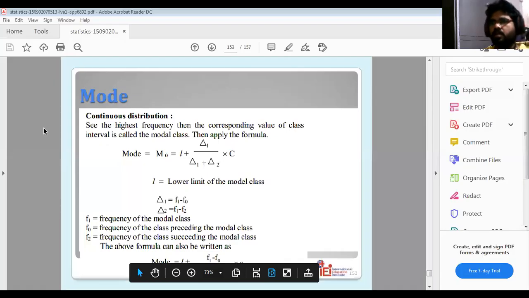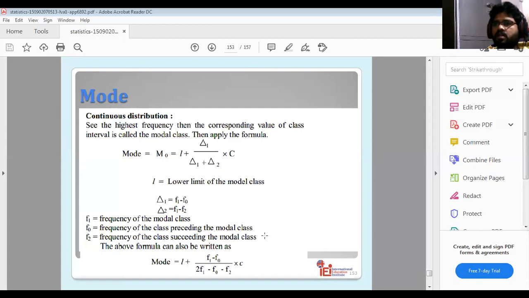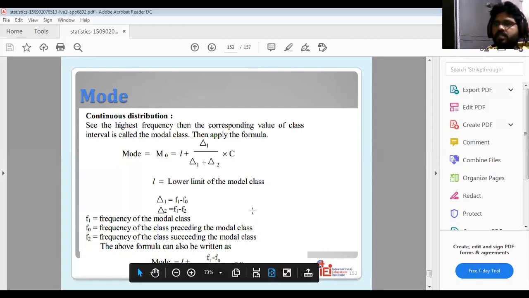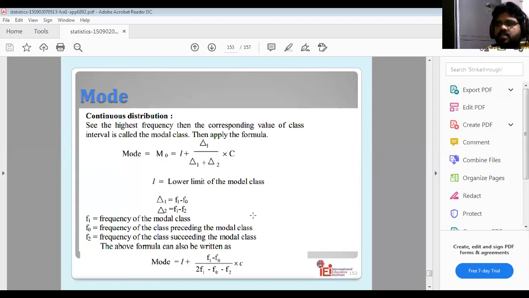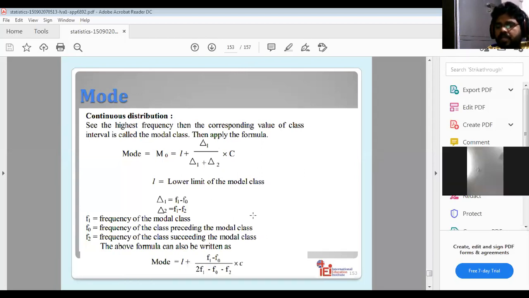Today we will discuss mode in the continuous distribution, or the continuous data series. Last day we discussed how we can calculate the mode in the individual series as well as the discrete series. Now, when it comes to the continuous series, we have three distributions: the individual distribution, the discrete distribution, and the continuous distribution.